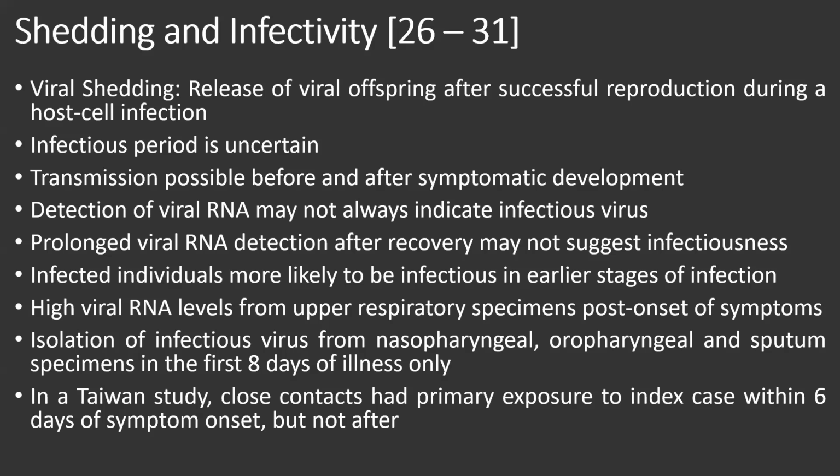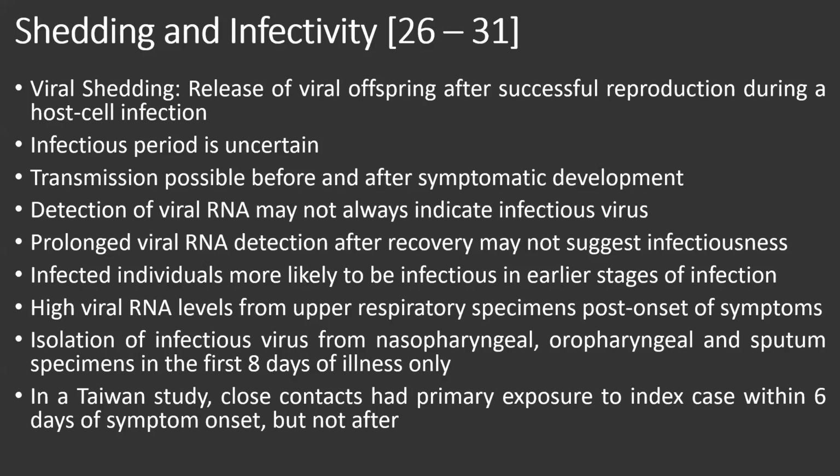Some largely indirect data also suggest that infected individuals have more potential to be infectious in the early infection stages, and viral RNA levels from upper respiratory specimens appear to be much higher not long after symptom onset, as opposed to later in the illness. Also, there was this study of 9 patients with mild COVID-19, where they found that infectious virus was actually isolated from the nasopharyngeal, oropharyngeal, and sputum specimens during the first 8 days of illness, but not after this interval despite continued high viral RNA levels at these sites.